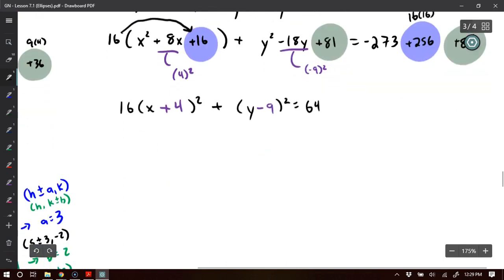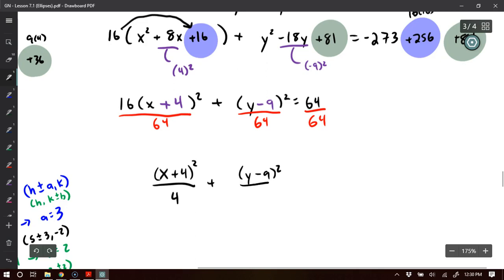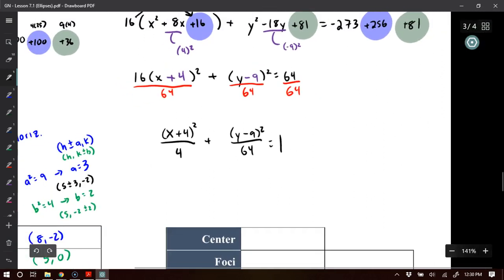But again, the equation for an ellipse is equal to 1, so I have to divide by 64. If I do that on the right side, I have to divide all the terms on the left side by 64. That gives me (x plus 4) squared over 4, plus (y minus 9) squared over 64, equals 1. There's your standard form equation from completing the square.